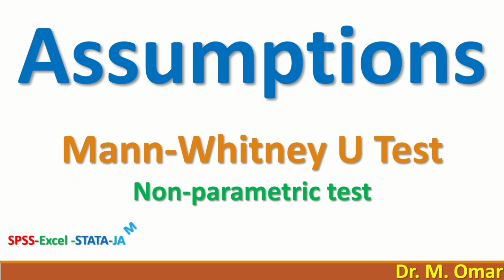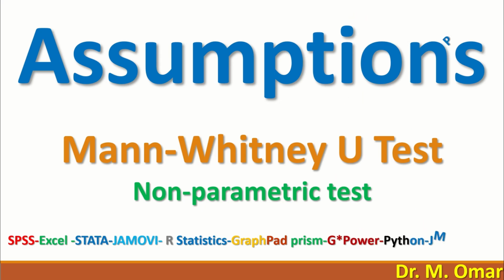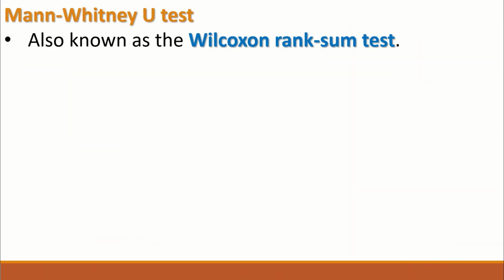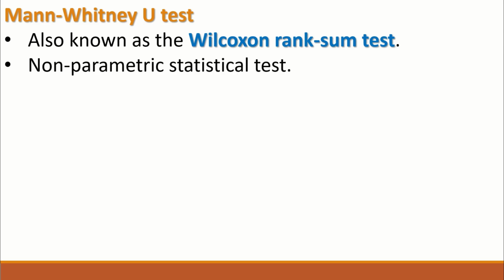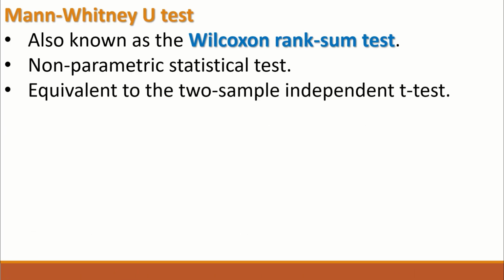Assumptions for Mann Whitney U test, which is a non-parametric test, a test that is used when the data are not normally distributed. The Mann Whitney U test, also known as Wilcoxon rank sum test, is a non-parametric statistical test for data that lacks normal distribution. It is equivalent to the two-sample independent t-test.